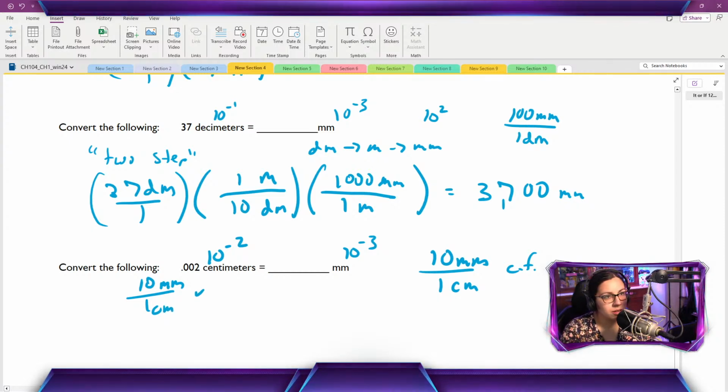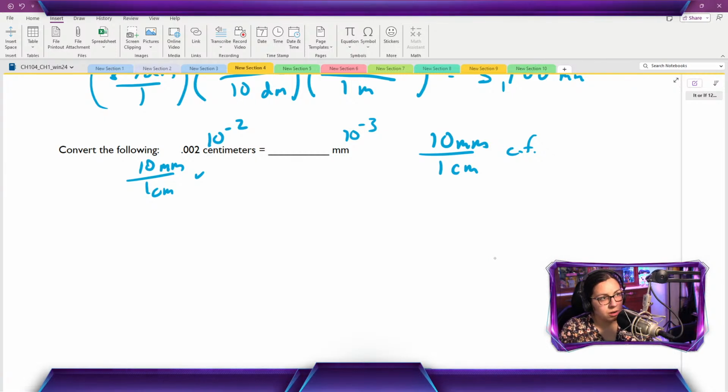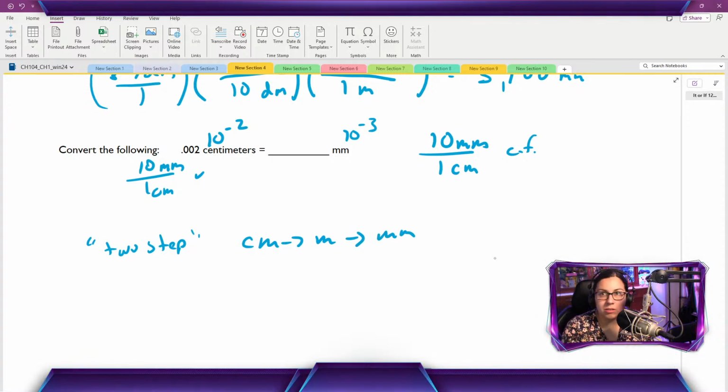So that, we got that conversion factor twice. Or we could also take this as a two-step conversion and go centimeters to meters, back to millimeters. And so let's just write this out, and then we'll compare it to our easier factor.